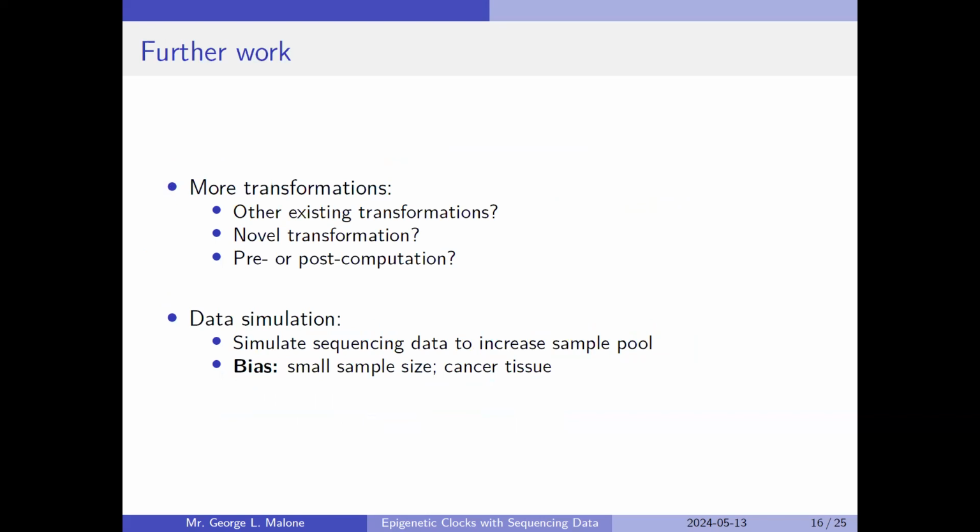So further work here, we can do more transformation. Are there other existing transformations? Is there a novel transformation that we can learn? Would we apply this to array data, or will we apply it to age estimate? For example, Shivey and Jang, they were linear but off by something.